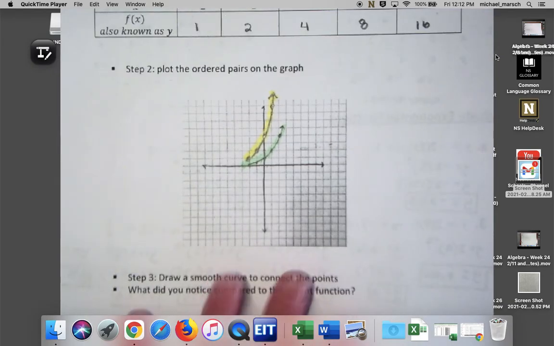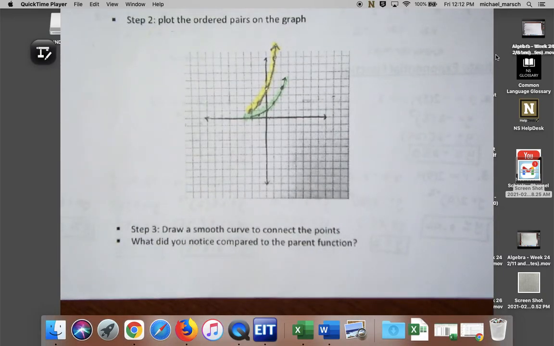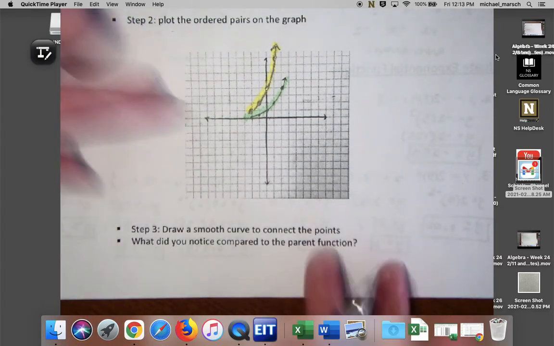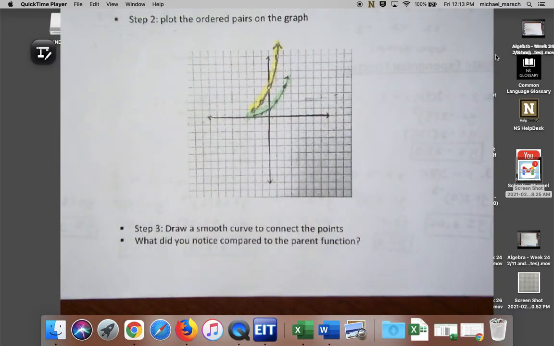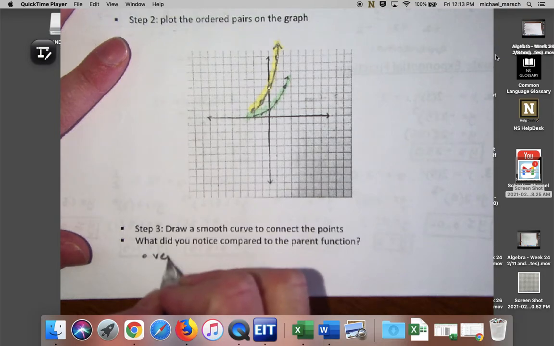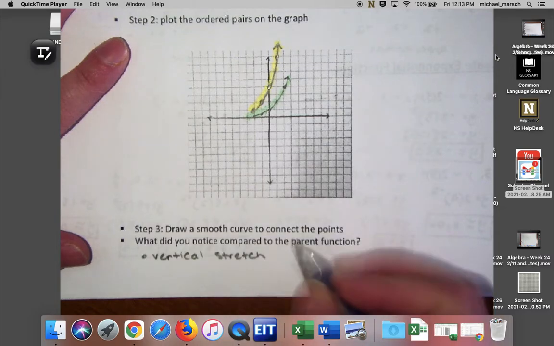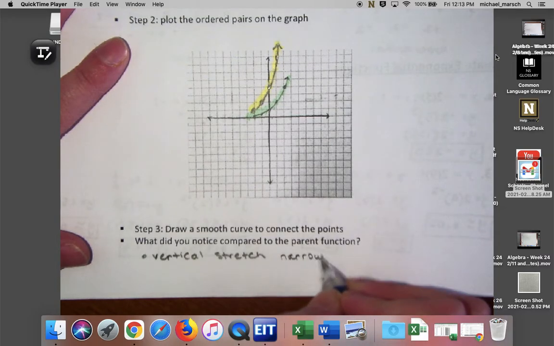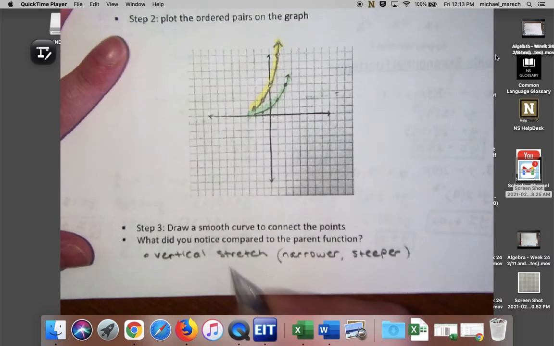All right, now I'm going to ask you to analyze this. What do you notice about the new one compared to the parent function? What do you notice, Ben? It's increasing at a faster rate. It is increasing at a faster rate. So it looks like it's a little bit narrower, right? Like it's actually steeper, right? That's called a vertical stretch. So we can say narrower, steeper, right? But it's called a vertical stretch.